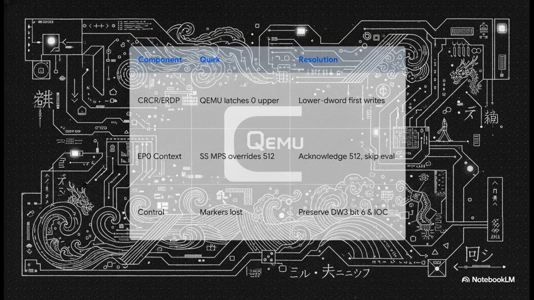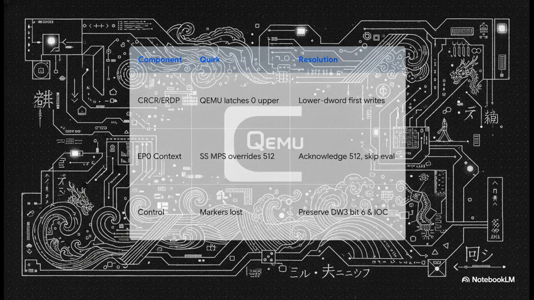And guys, documenting these lessons is going to save us literal days of debugging down the road. We hit this massive quirk in QEMU's NEC USB XHCI model. Writing the upper DWord first, which the XHCI spec says you should do, caused it to latch as 0 for the internal pointer. Crazy, right? So our resolution was enforcing lower DWord first writes for the CRCR and ERDP registers.